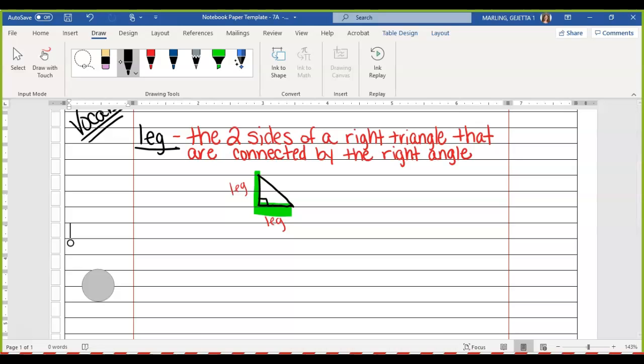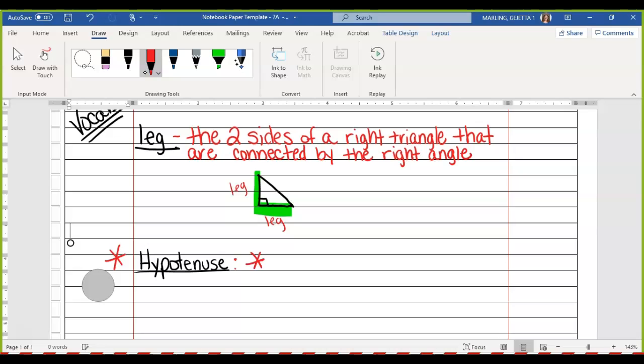This is my favorite vocabulary word ever. Hypotenuse. Everybody try to say that. Hypotenuse. The hypotenuse is the key to the Pythagorean theorem. We're always going to be looking out for that hypotenuse, and there are two things we need to know about it.